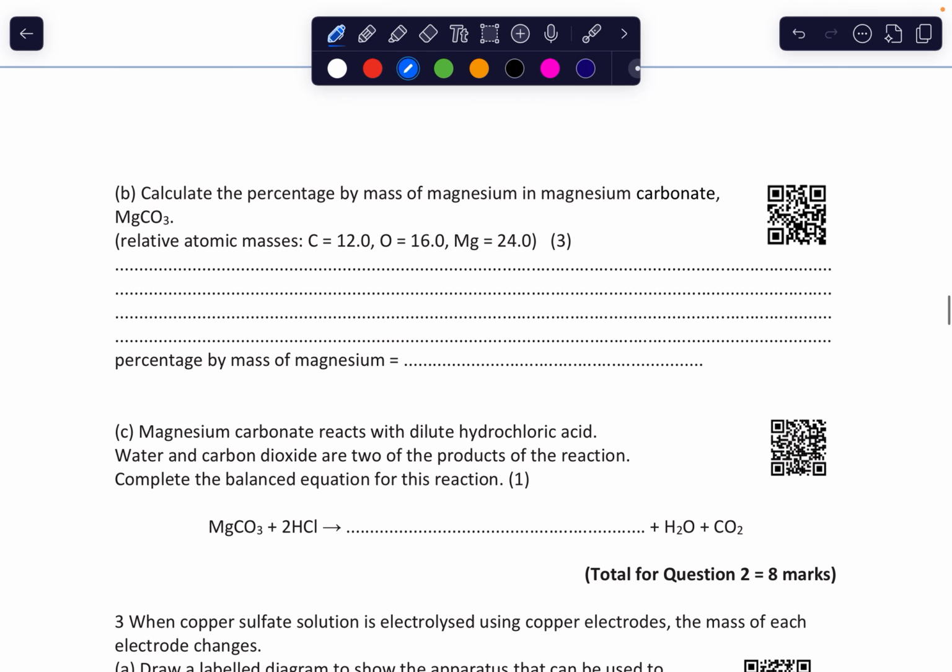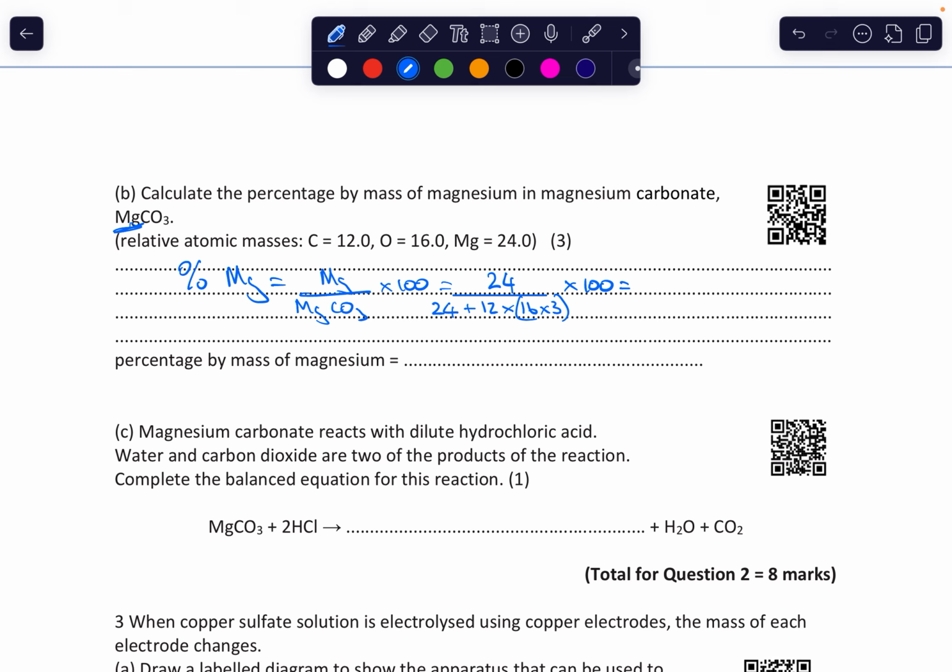Okay, this one is calculate the mass. So we want to calculate the percentage mass of magnesium. So what we do here is we work out the mass of magnesium in this formula, and then we work out the mass of the whole formula, and we times that by 100. So in this formula is 1 lot of magnesium, so that's 24. The whole formula contains magnesium is 24, carbon is 12, and oxygen is 16, but there's 3 lots of it, and we're going to times the whole thing by 100%.